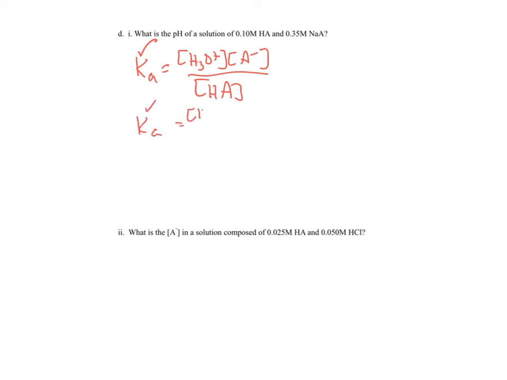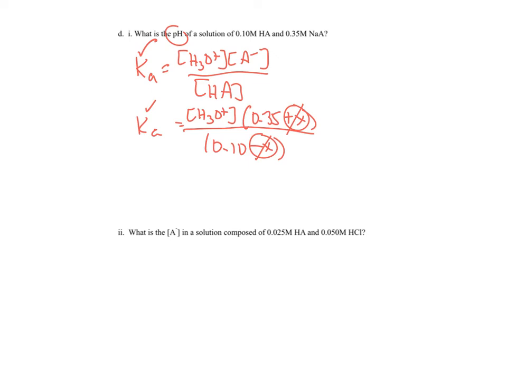We don't know H3O plus. That's what we're going to solve for because they're asking us for pH. We do know A minus, it's 0.35. Technically it's 0.35 plus x, but who cares about the plus x? And then that's over 0.10 minus x, but again, who cares about the minus x? So that would be pretty easy.